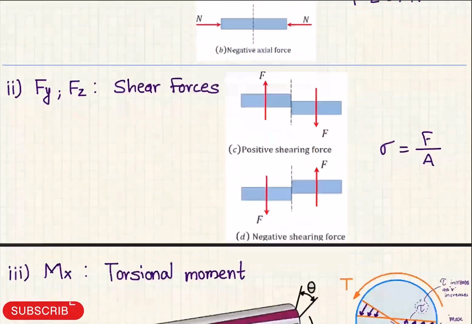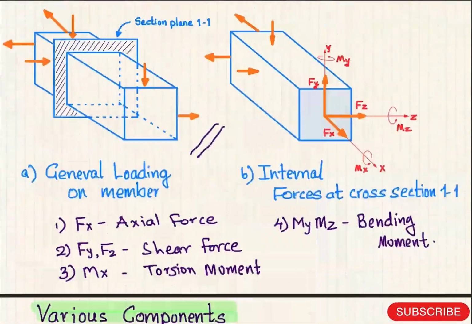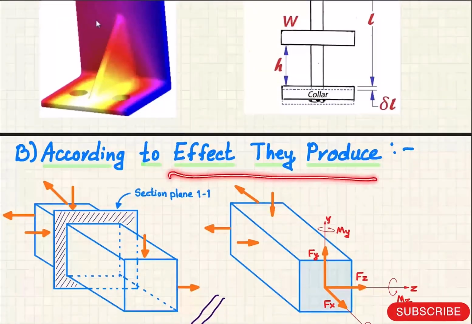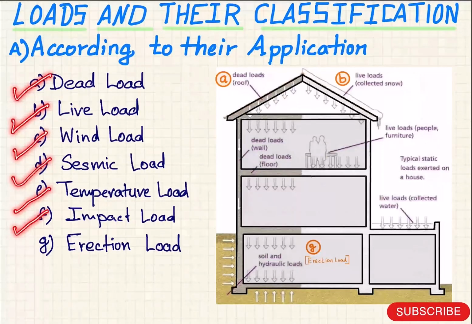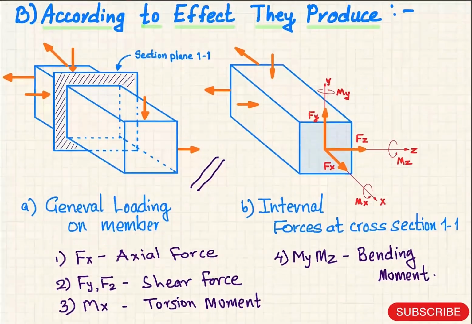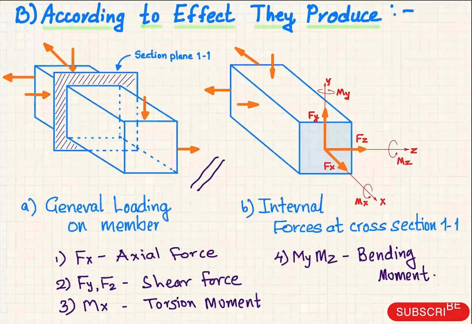So this way, guys, we have explained how the different kinds of loads act on the body, and according to their application, how the classification of loads has been done. What we have learned, we will quickly revise here. There are two classifications: according to their application and according to the effects they produce. According to application, there are dead load, live load, wind load, seismic load, temperature load, impact load and erection load. According to the effect they produce, there are axial load, shear force, torsion moment and bending moment in the member.